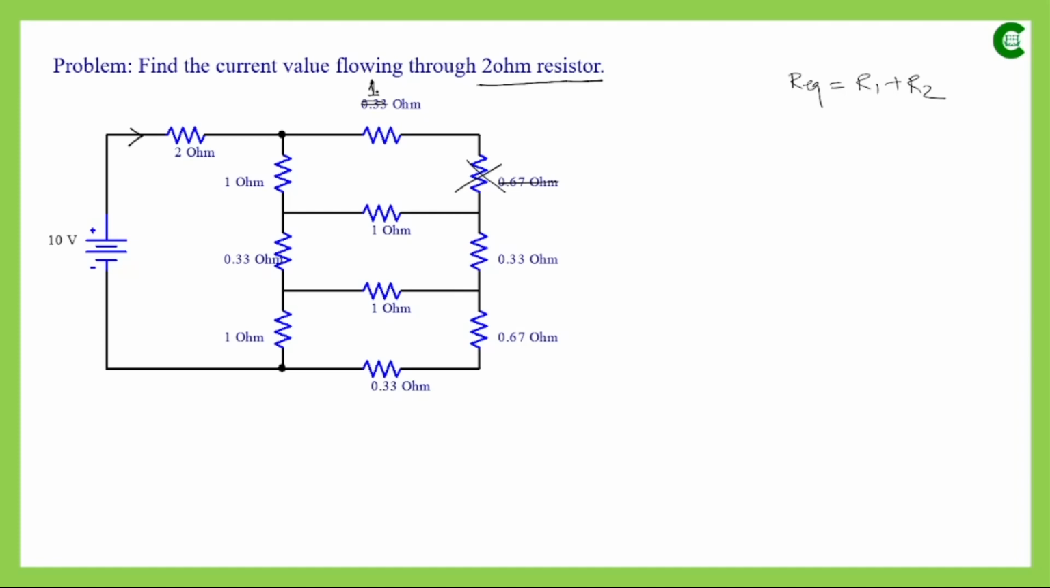I'm not drawing that simplified circuit, just imagine that in the simplified circuit, in between these two points, we now have only one resistance and the value is 1 ohm.